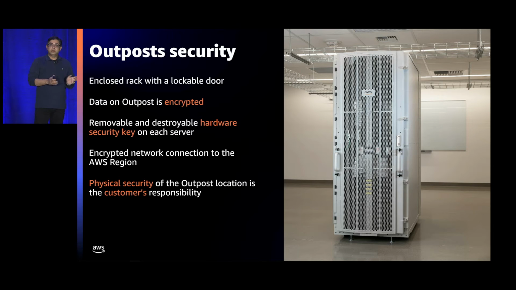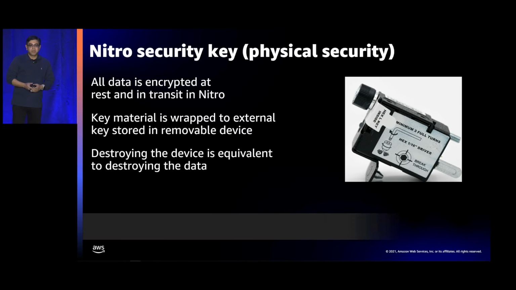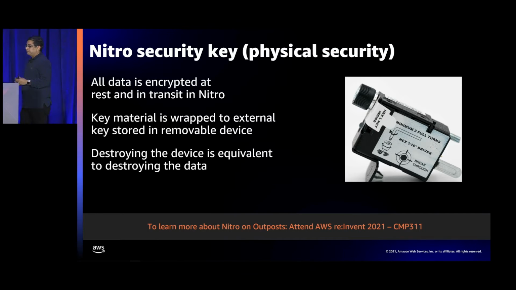And the data to the AWS region is always encrypted. Any data that's going from Outpost to AWS region is always encrypted by AWS. And then as I covered, the physical security is customer's responsibility. So today, I'm going to show you one of the innovations that we are doing in these kinds of implementations like on-premises, called Nitro Security Key.